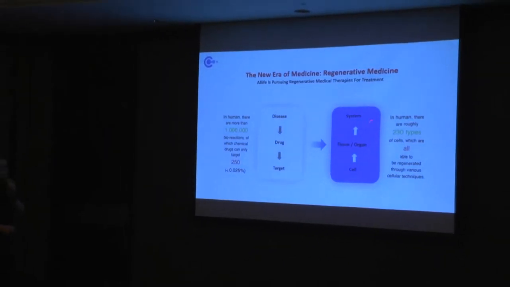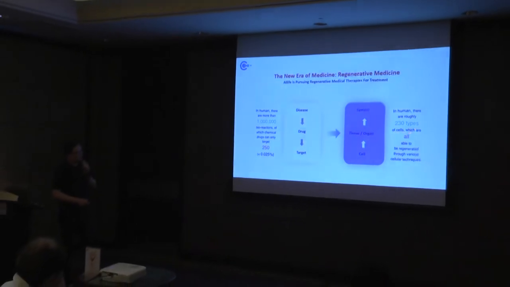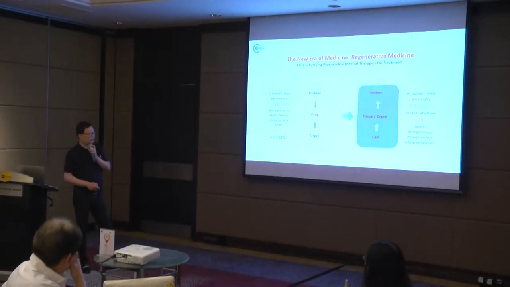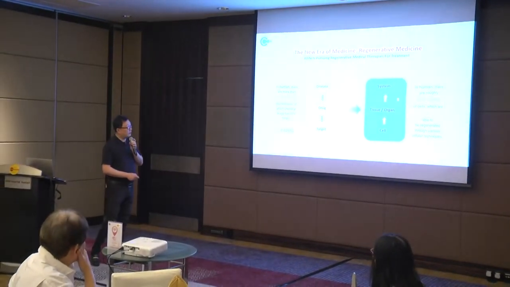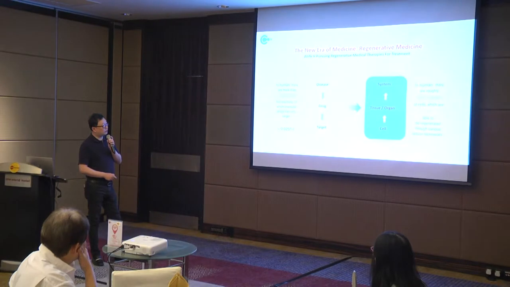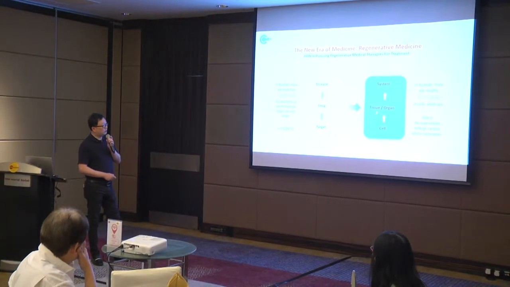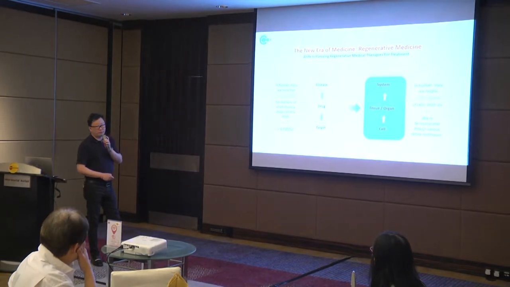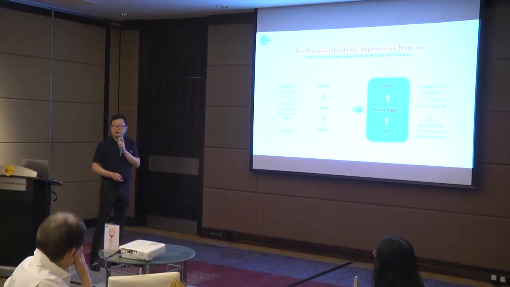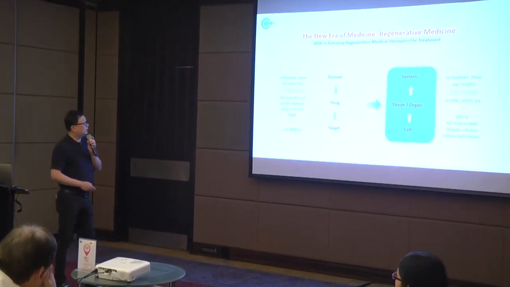And interestingly, in the body, we have roughly 230 types of cells. So if we can find a way to regenerate these 230 types of cells, then we can reform the tissue and organ and bring back the function. So this is a way that I think will probably take a shorter period to achieve the final goal.